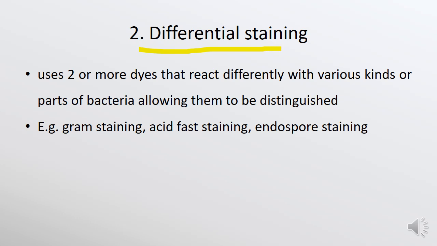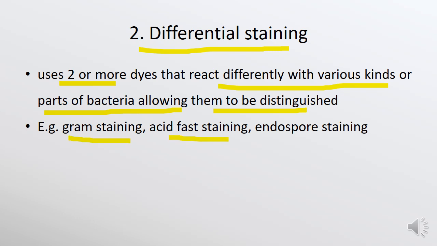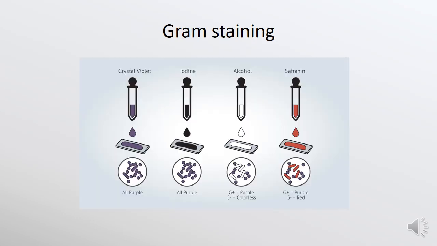Okay, the following one is the differential staining. In differential staining, we always use two or more dyes which react differently with different kinds or parts of the bacteria, allowing them to be distinguished. Examples of differential staining include gram staining, acid-fast staining, and endospore staining. I'm not going to go through the gram staining as we already learned it in the previous lecture. Let's move on to the second staining.